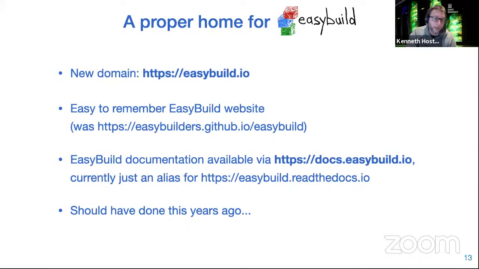Then the new domain, there's not a lot to talk about here, but we now have a proper homepage, which just redirects to the homepage we have on GitHub, but that URL was a bit long and maybe hard to remember. So now it's just easybuild.io, which is very easy. And also the documentation now lives on the same domain, so docs.easybuild.io is easy to find. And yeah, we should have done this years ago, but somehow it never happened.